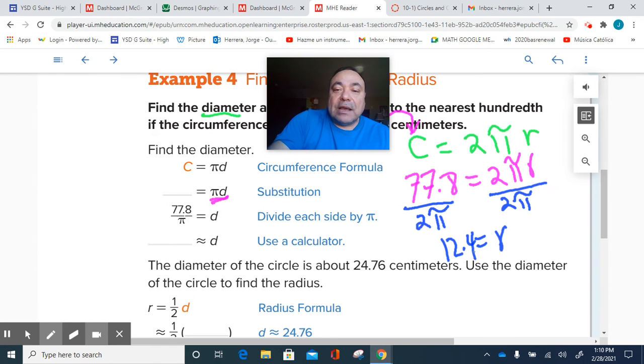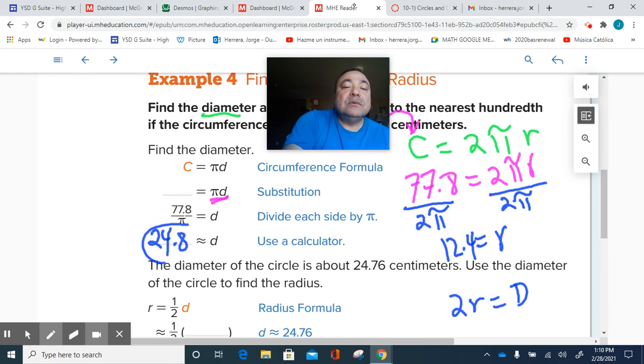And I double that, right, guys, to get my diameter. So 2r will be equal to the diameter. If I do that, I'm going to get 24.8 or something like that, okay? There you are. See? Very simple.